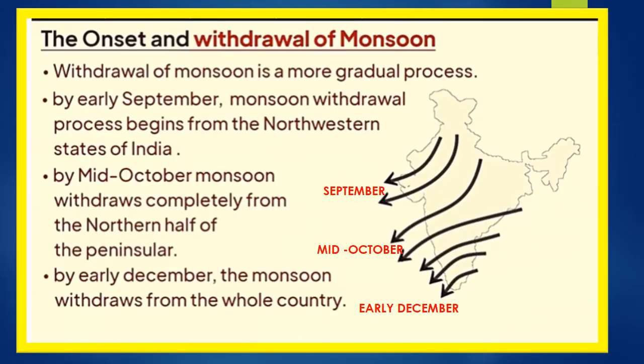Now the withdrawal of the monsoon is a very gradual process. You can see here by early September, the monsoon withdrawal process begins from the northwestern states of India. Now there is a reversal. Now it will blow from land to sea. Monsoons were from sea to land. You can see here by mid-October, it completely withdraws from the northern half of the peninsula, and by early December, the monsoon withdraws from the whole country.